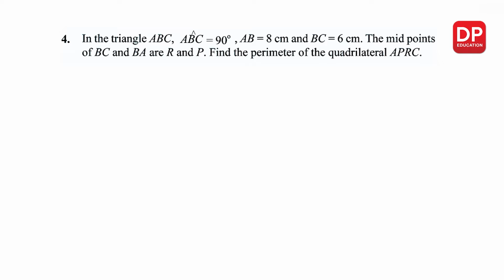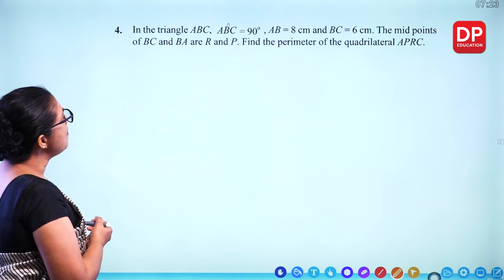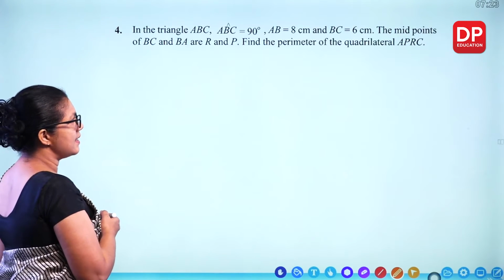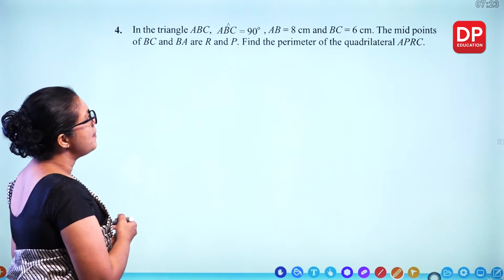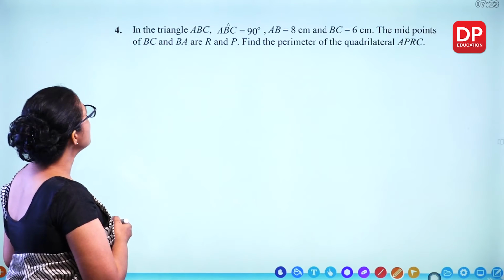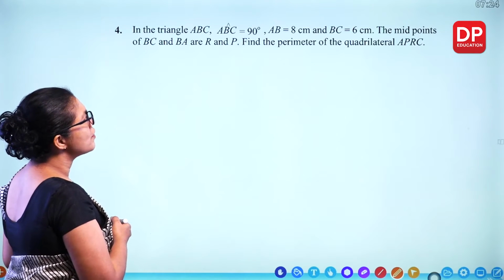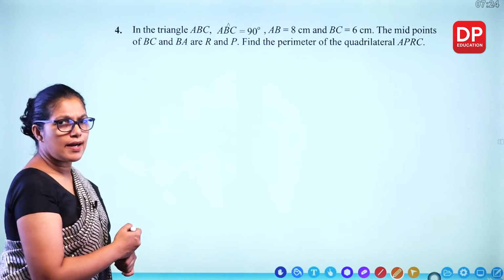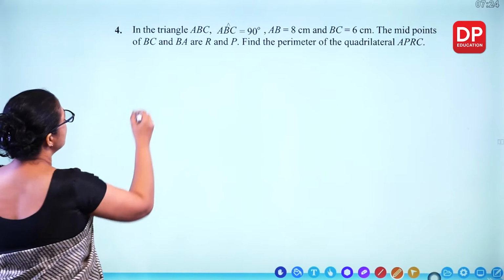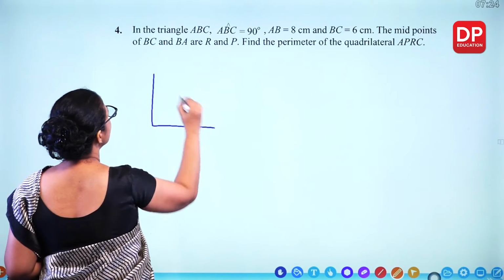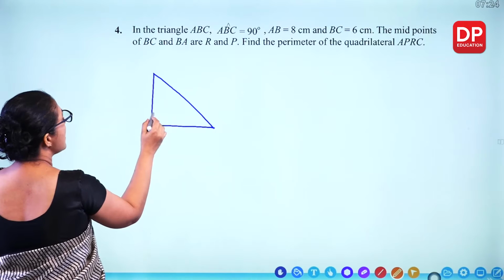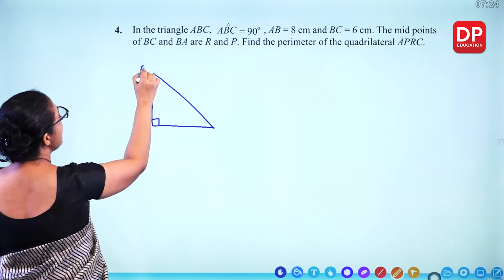Question number 4. In the triangle ABC, angle B is 90. AB is 8, BC is 6. The midpoints of BC and BA are R and P. Find the perimeter of the quadrilateral APRC. So we'll draw the diagram. Which angle is 90? B. So ABC.